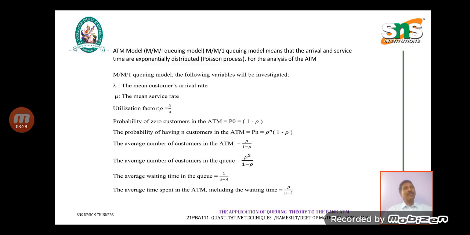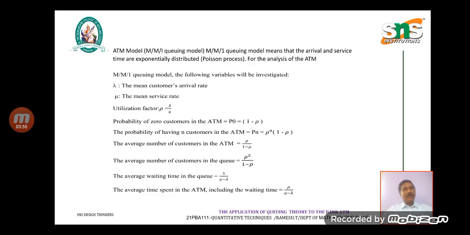Here we apply a lot of formulas. In the M/M/1 queuing model, the arrival rate and the service rate are exponentially distributed, a Poisson process. So in the M/M/1 queuing model, we investigated the following variables. Lambda is the mean customer arrival rate. Mu is the mean service rate, and the utilization factor is rho, which is equal to lambda by mu.